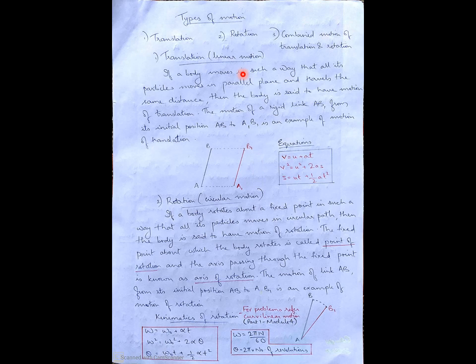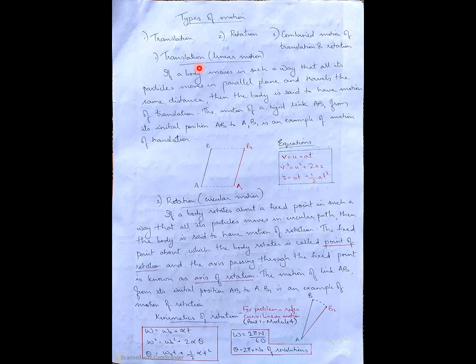Now let us start the portion. Initially, let us see what the different types of motions are. There are mainly three types of motions. First one is translation, second one rotation, third one combined motion of translation and rotation. These two types of motions you have already studied in part 1 of module 4. We had some equations and we did some problems also. Anyway, let us see it again.